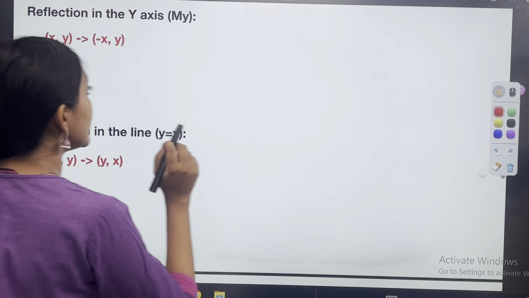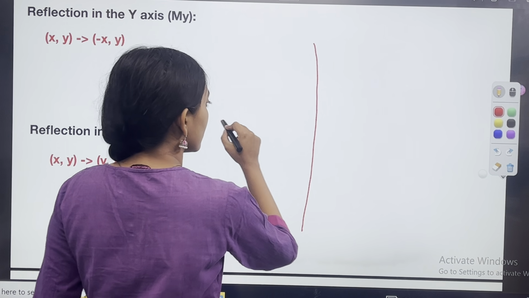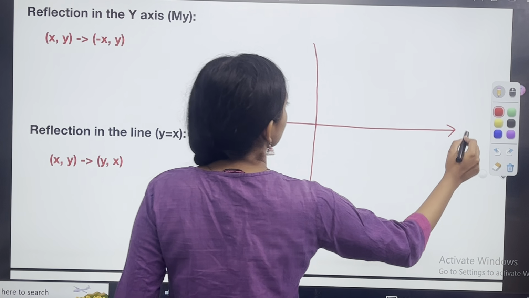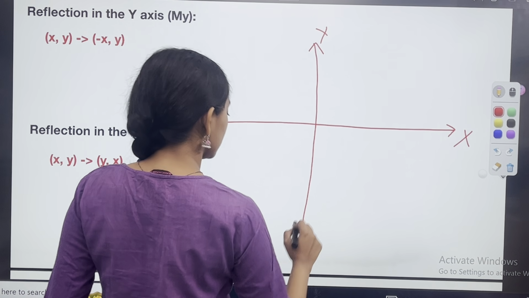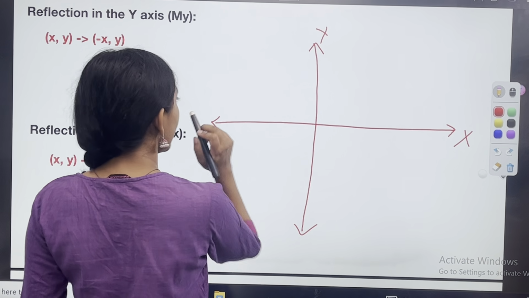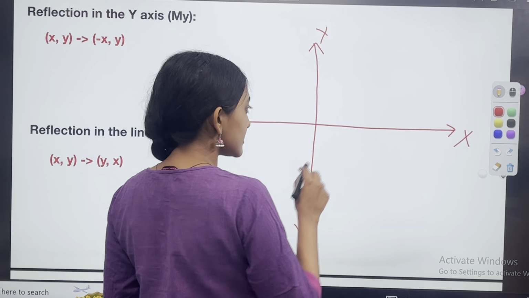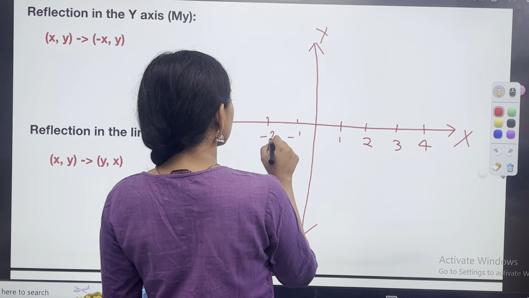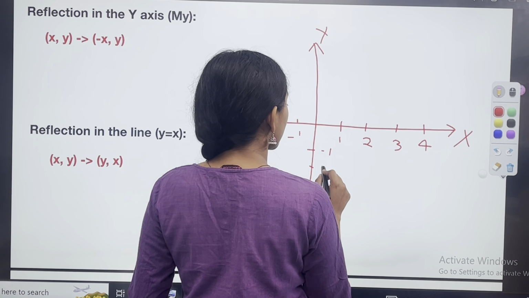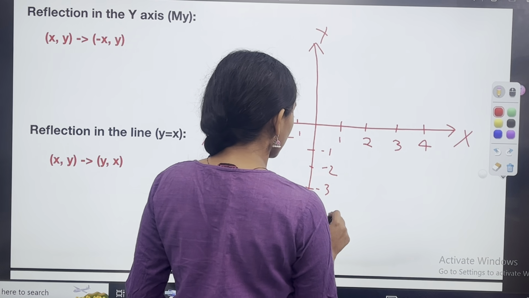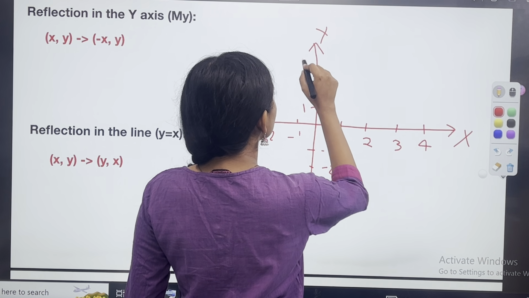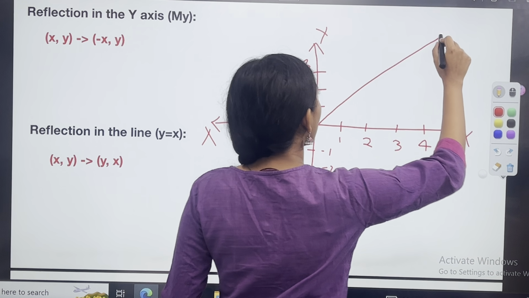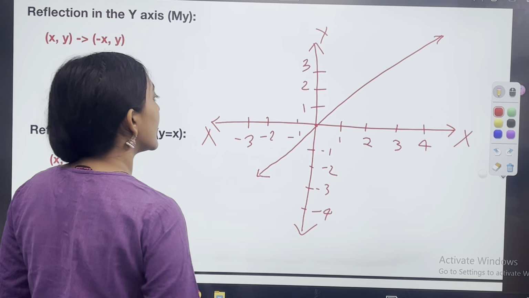Reflection in the line y is equal to x. What happens when you're reflecting along the line y is equal to x? So you have the x, you have the y, right? What does this mean, y is equal to x? Suppose this is 1, 2, 3, 4, minus 1, minus 2, minus 3, minus 4, 1, 2, 3. So if you have a line x is equal to y, it will look like this. Why will it be looking like this?